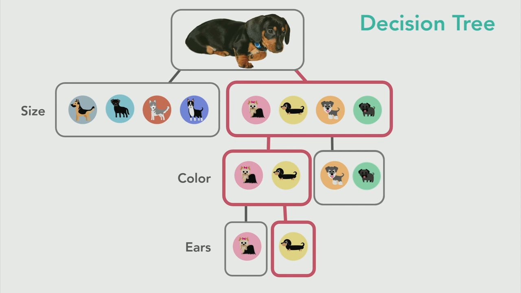So the decision trees split big dogs and little dogs. This is a little dog. Okay, we're going to follow this branch. And then it said, well, what color is it? It's black and tan, so we're going to follow that branch. And then lastly, does it have pointy ears or floppy ears? The dog has floppy ears, so the decision tree led the model to choose dachshund.